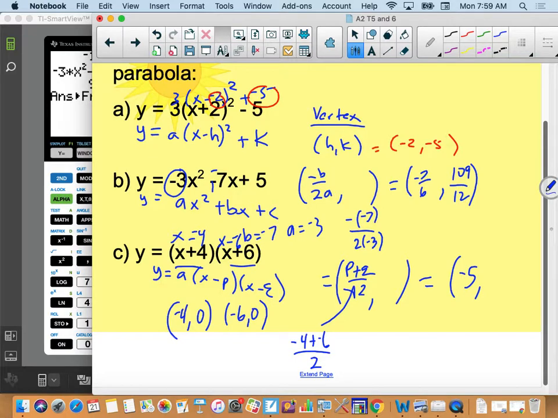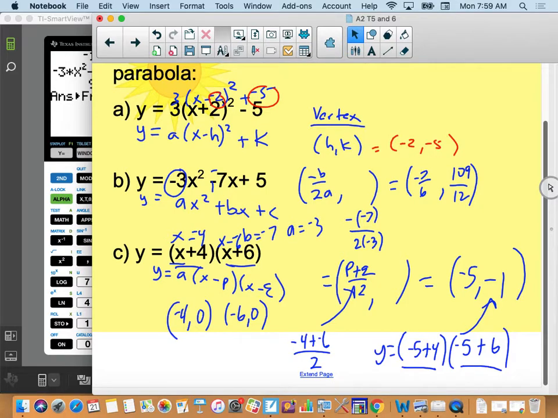And then again, to get the y-coordinate, you just use the equation. So I'm going to plug negative 5 in place of both x's here and here. So negative 5 plus 4 times negative 5 plus 6. So that would be negative 1 times positive 1, which is negative 1.